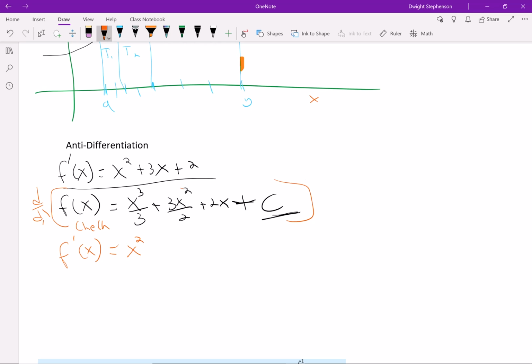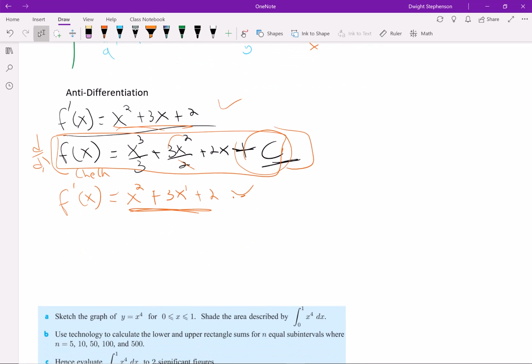If I take the derivative of this, the 2 comes down, cancel this 2, and I'll have 3x, just 3x to the 1, because you subtract 1 and you just get 3x. If I take the derivative of 2x, I get 2, and the derivative of a constant is just 0, so that just goes away and I have 0. And you can see that, yes, this matches this, therefore this is the correct antiderivative of f prime of x.